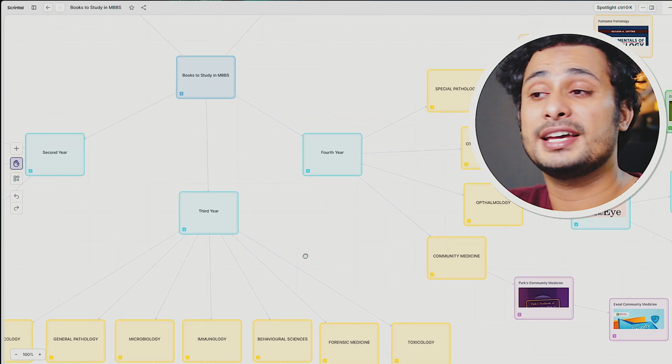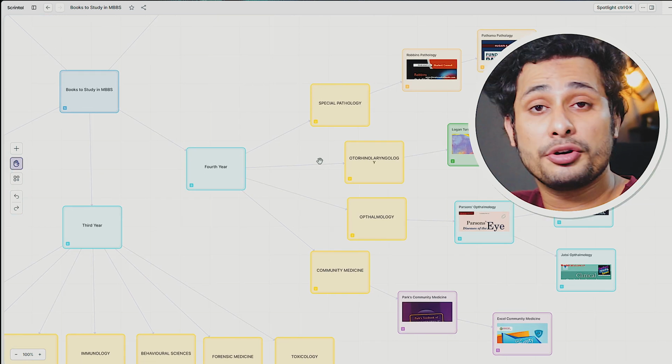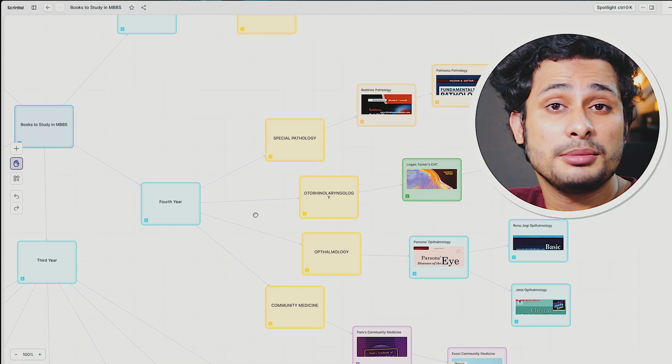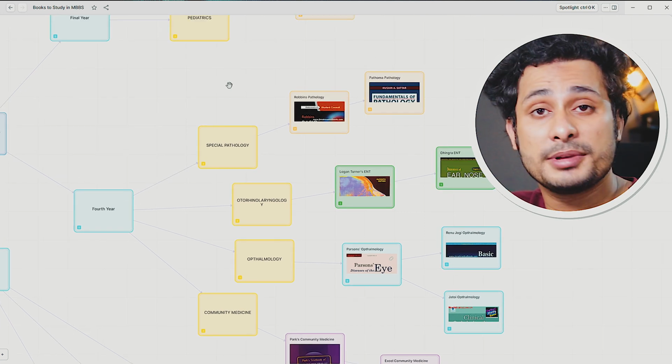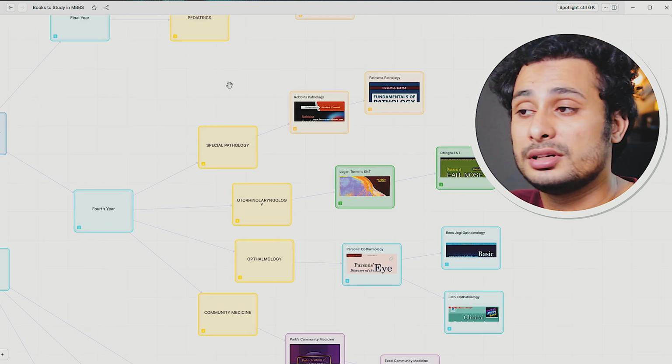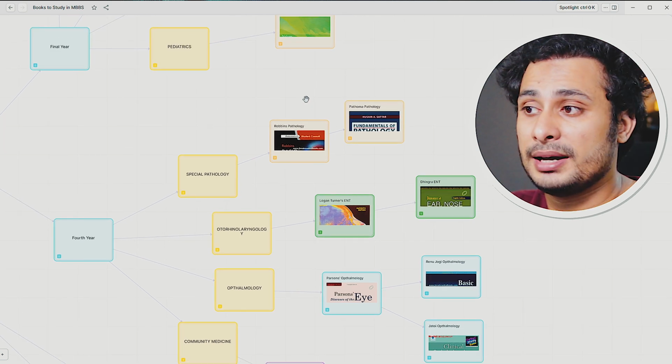Next up we have 4th year MBBS. 4th year MBBS has 4 subjects: special pathology, otorhinolaryngology, ophthalmology and community medicine. For special pathology, the gold standard or recommended book is Robbins pathology. As for general pathology, the high yield review book for pathology is Pathoma pathology by Hussain A.